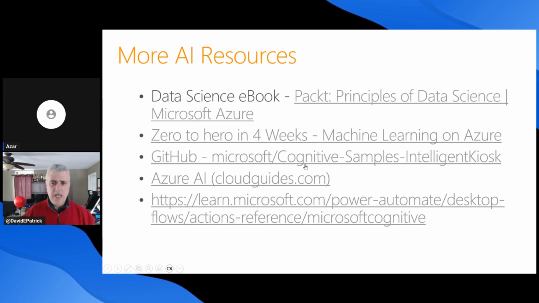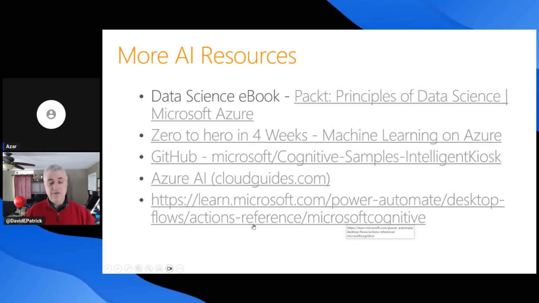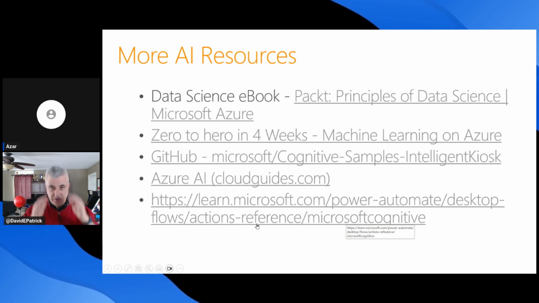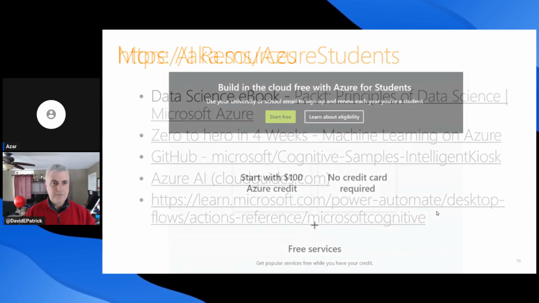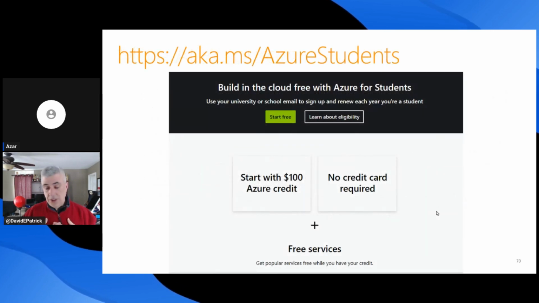Lots more resources: a free data science ebook from Microsoft, the Zero to Hero in 4 weeks. That's that lab I showed you earlier, a link to that. This is a link to some samples in GitHub for building intelligent kiosks. The AI Cloud Guides has a great set of information on Azure AI, little click walkthroughs that you can do to see how things are supposed to work. And then there's more information on different actions you can do in Desktop Flow. So if you're into Power Automate, if that's your focus, this is a nice actions reference for Microsoft Cognitive.